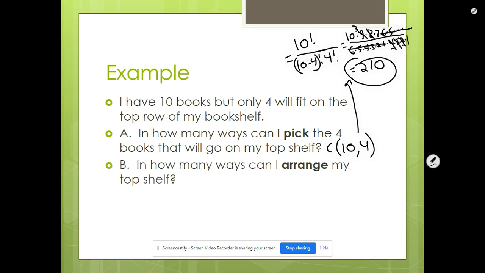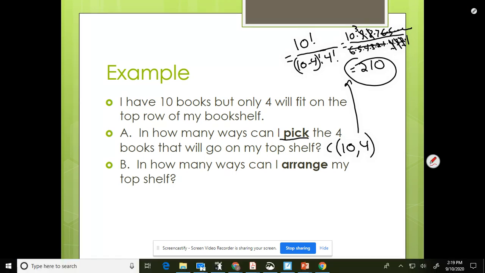Okay, next question goes with this. Notice the wording change. How many ways can I arrange my top shelf? All right, notice the first one I was just picking them. Now we are arranging. So now we're saying order matters. So this is a permutation. So back to the last section. So draw a little picture there basically.